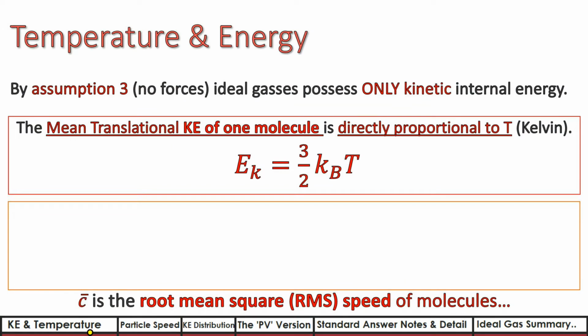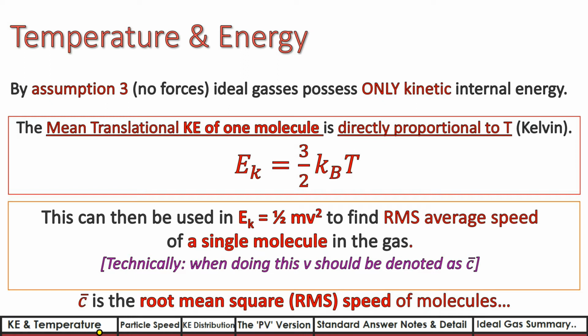The mean translational kinetic energy of one molecule, or the kinetic energy of a single molecule of gas, is 3/2 kBT, where kB again is that Boltzmann constant from the ideal gas equation. If I want to know the speed of a molecule, I can set the mean translational kinetic energy of a particle equal to 1/2 mv squared, and I can work out the speed of a single molecule of gas.